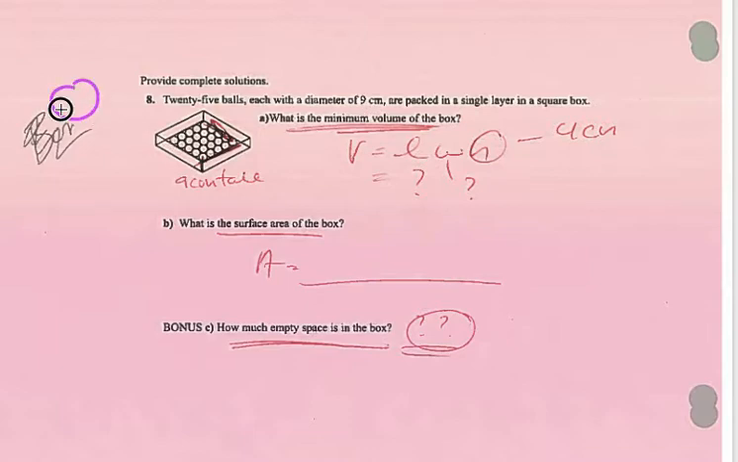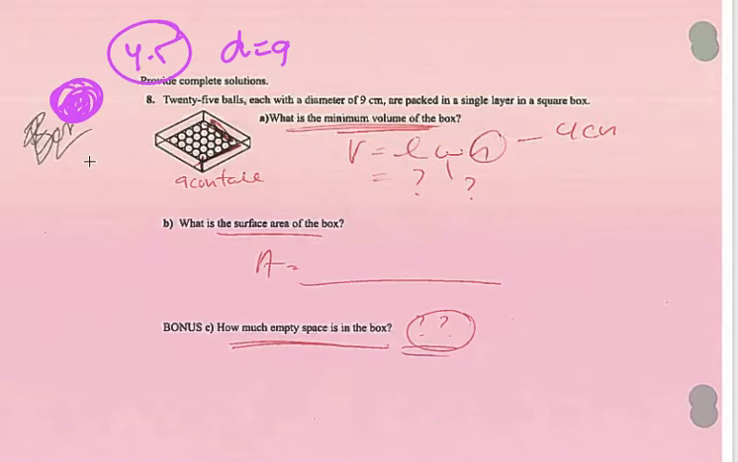If I take one of the balls here, they have a diameter of 9. But know that each ball is a sphere, right? So I have a sphere with a diameter of 9, which means they have a radius of 4.5. That might be important. I'm not going to give too much away here. But think about this. You have 25 balls, so 5 by 5.